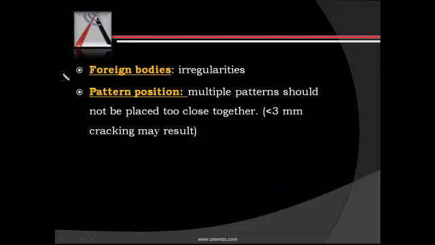Now, presence of foreign bodies in either the molten metal or in the investment may result in irregularities, that is the isolated rough defects. Further, pattern position is again one of the very important characteristics. If we are investing multiple patterns in a single investment, we have to make sure that there is sufficient distance between the two wax patterns.